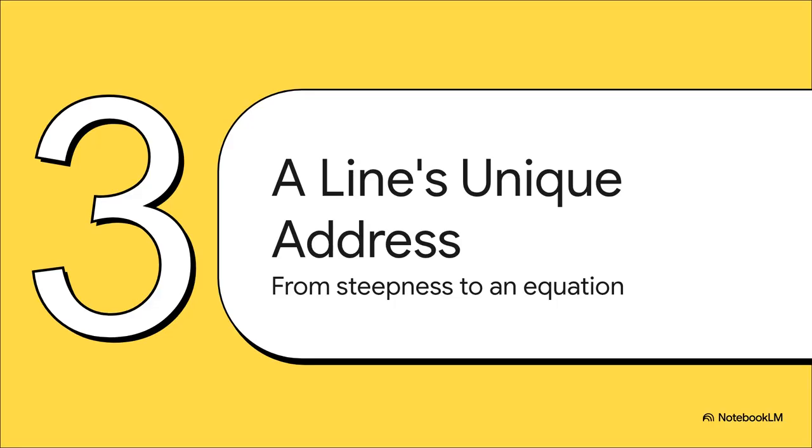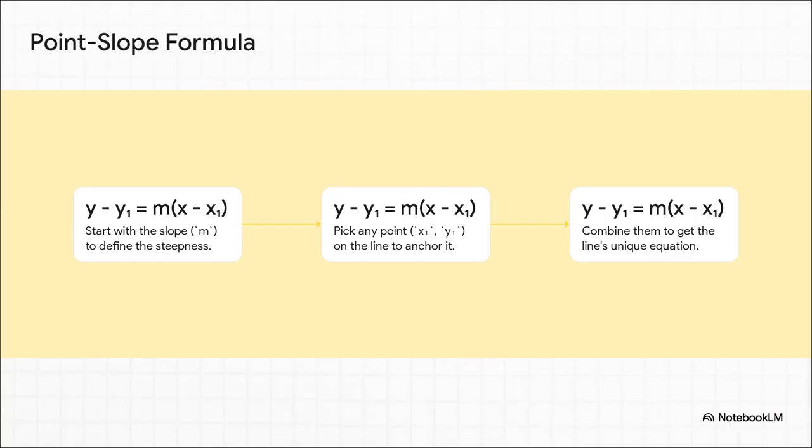All right, we know how to find a line's slope and we know what it means. Now let's use it for the grand finale, giving every single line its own unique address in the universe, its equation. This formula right here is the master key. You only need 2 pieces of info. First, the slope, m, which sets the direction, and second, any single point on that line, which basically anchors it in a specific spot. You plug those 2 things into this point-slope formula, and you've got it. The unique equation for that one specific line.